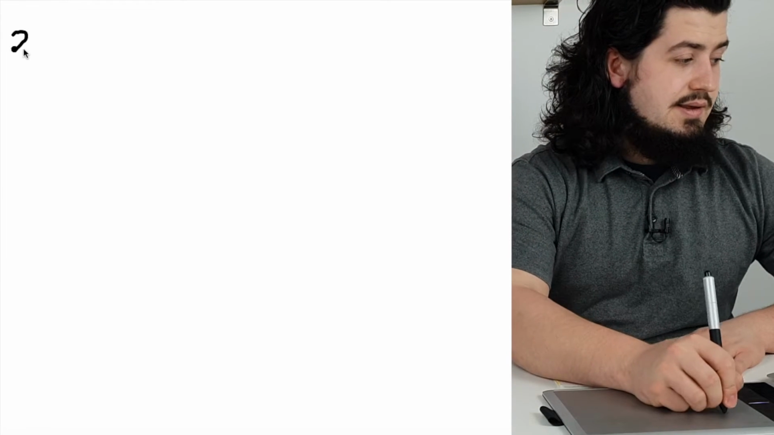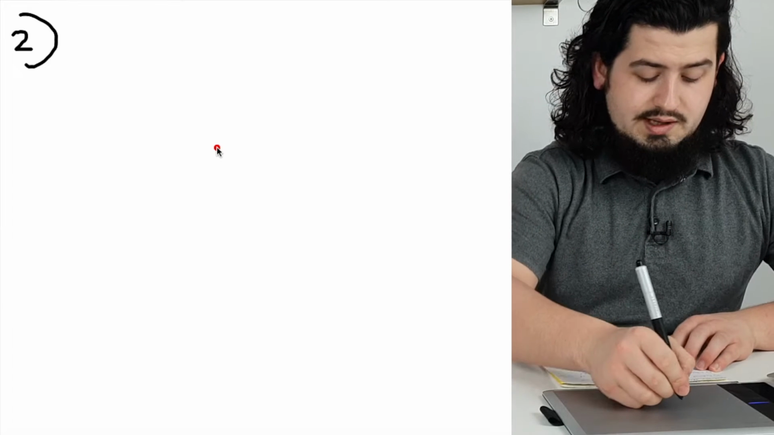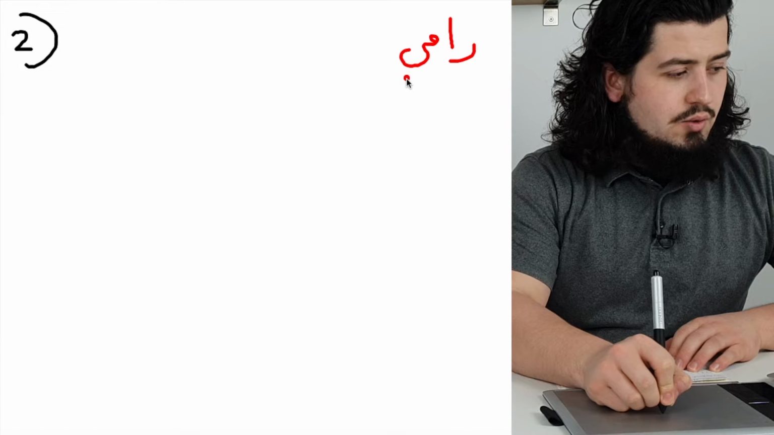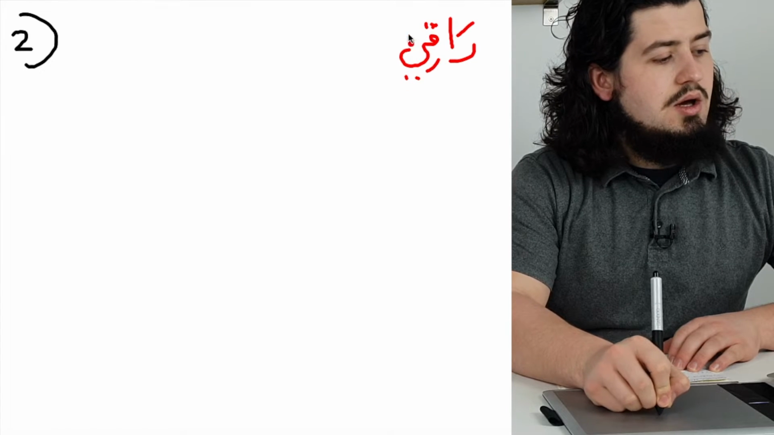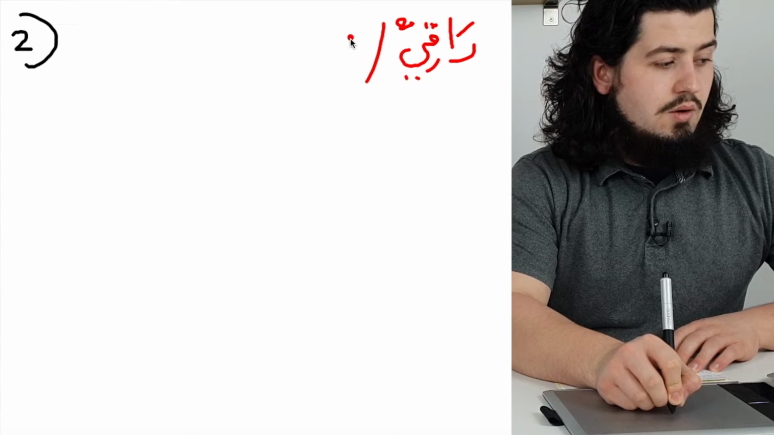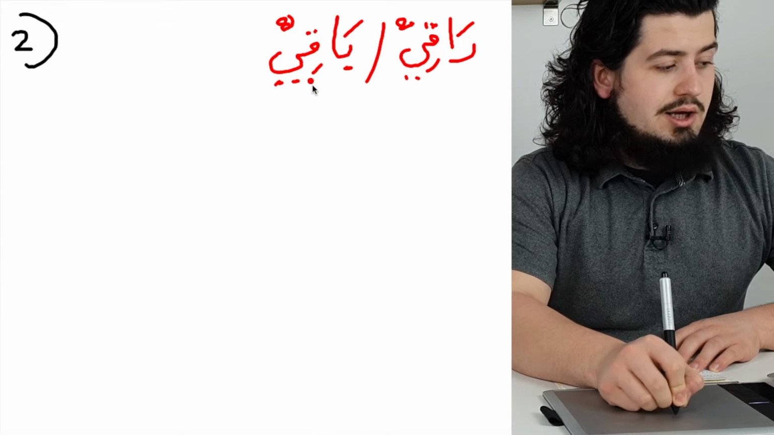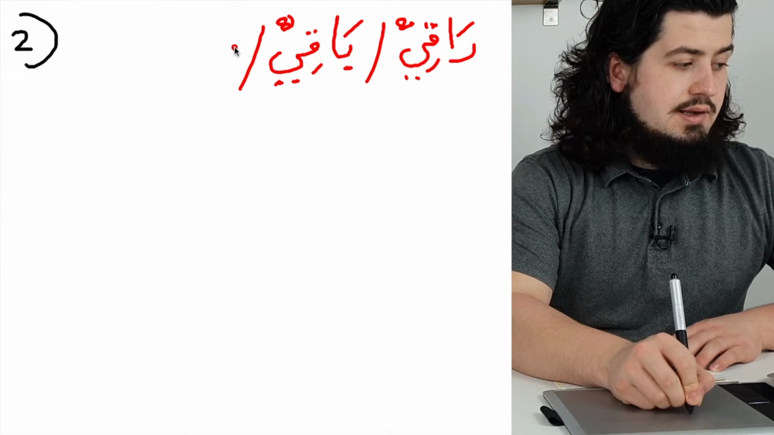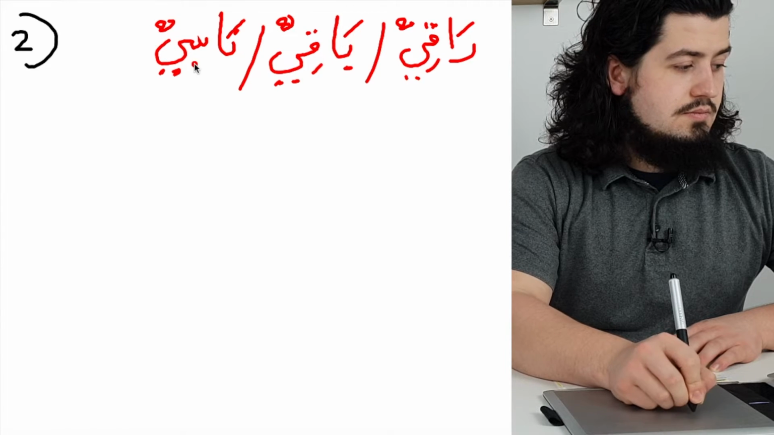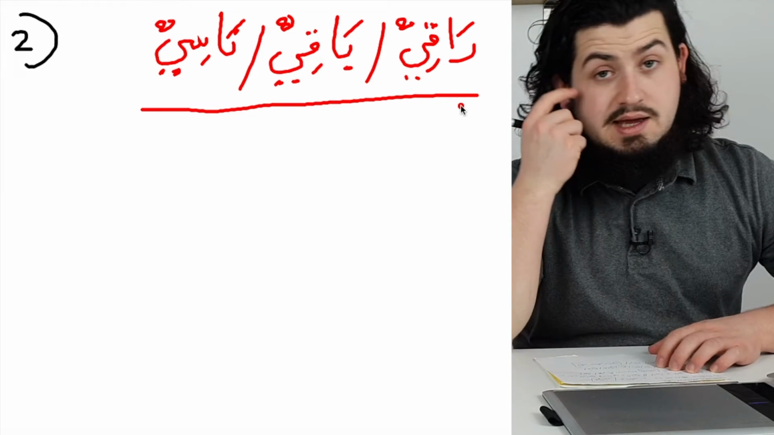The second mistake is this. Perhaps I'll just demonstrate the mistake to you first, and then we'll talk about what the mistake is. So, for example, having words like this: راقي, باقي, ناسي. Those words have mistakes in them.